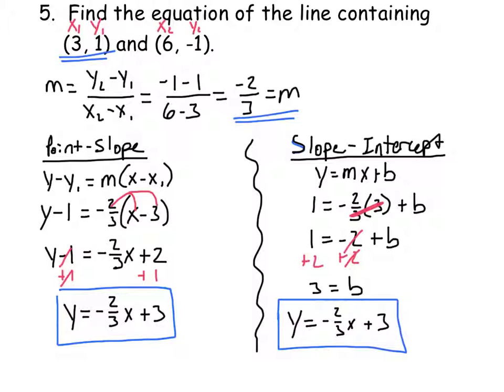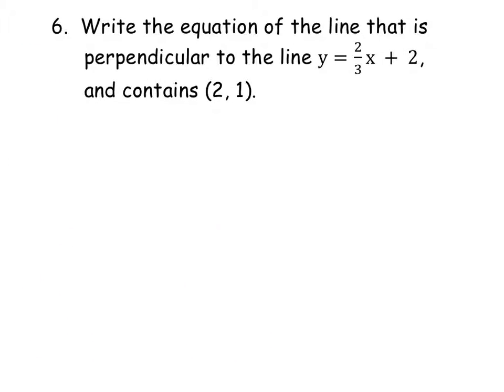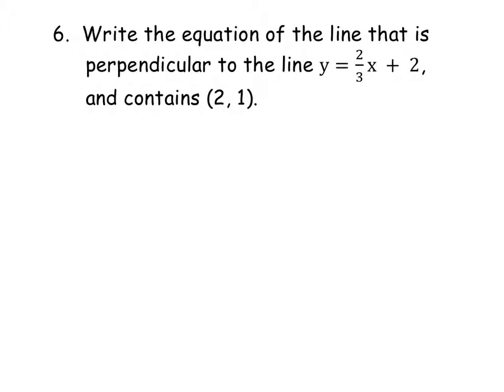Let's take a look at number 6. In number 6, they want us to write the equation of a line that is perpendicular to y equals 2/3 x plus 2 and passes through the point (2, 1). The key here is that we need to know information about perpendicular and parallel lines. So what do we know about the slope of parallel lines? What do parallel lines look like? Train tracks. Do they have the same slope or a different slope? Same slope. Parallel lines have the same slope.